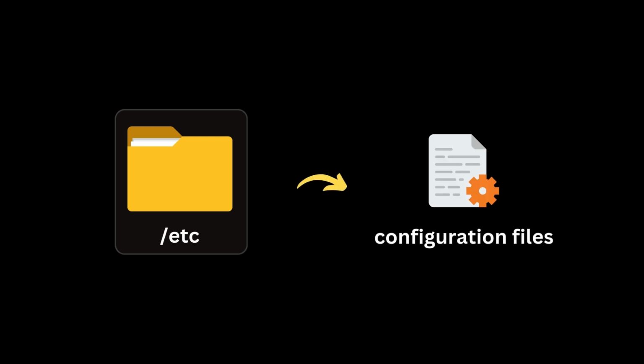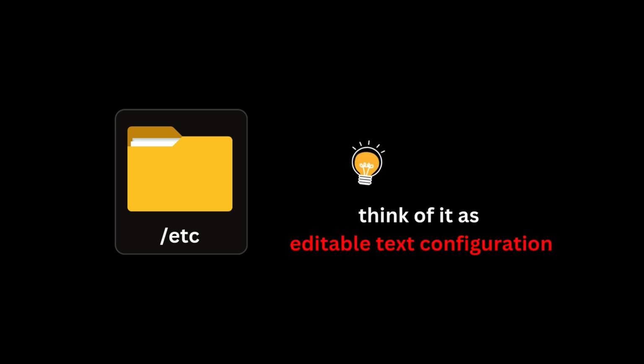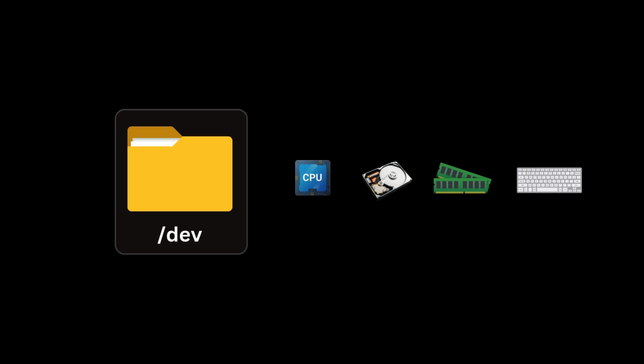Moving on, there's /etc. Originally, this stood for et cetera, because it didn't quite fit into any category. Today, it's mostly used for configuration files. For example, you'll find the sshd configuration in the etc directory. To help remember, you can think of it as editable text configuration. Next is /dev. In Linux, everything hardware-related is treated as a device file. So in this folder, you'll find references to hardware components, like your CPU, disk, memory, and even your keyboard.